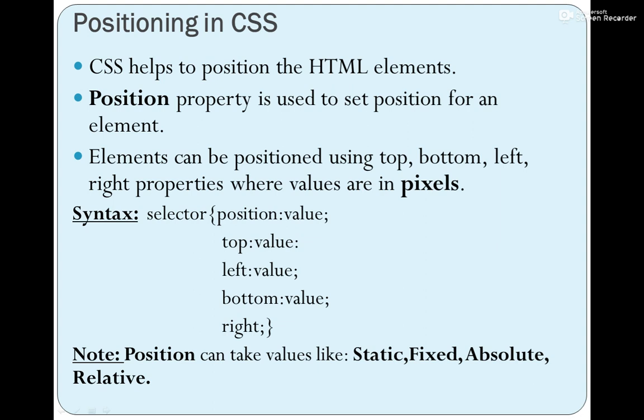Now there is a note. For the position property you can give four different values. Every property has to be given a value. So this position property which we are going to study can have four different values, and these four different types of position play a very important role in placing the web elements. It can be either static, fixed, absolute or relative. We will see all these four in detail.